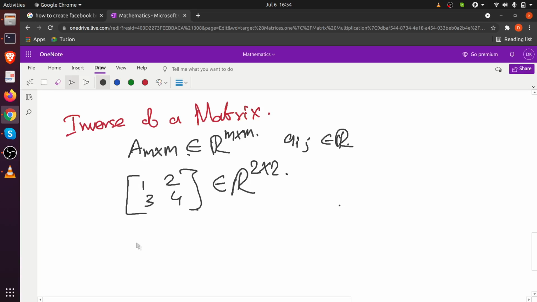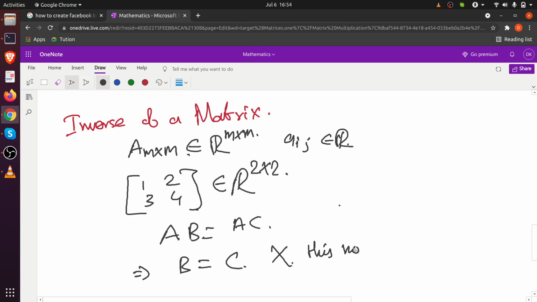So the common mistake students usually make when talking about inverses is that, let's say they see an expression like this: AB is equal to AC. Without thinking, they might write that this implies B is equal to C. But this is completely wrong. This is not true for all matrices. You can only cancel out matrices of a certain type with respect to matrix multiplication.